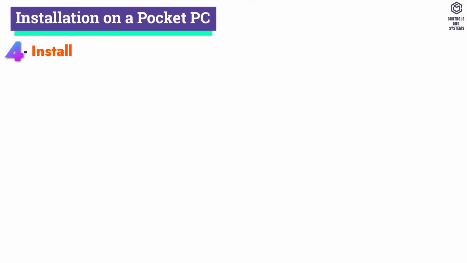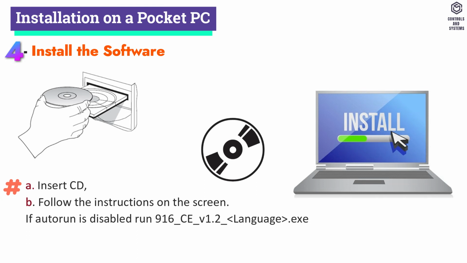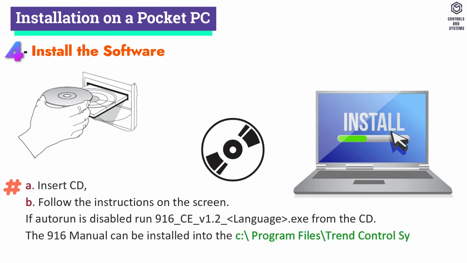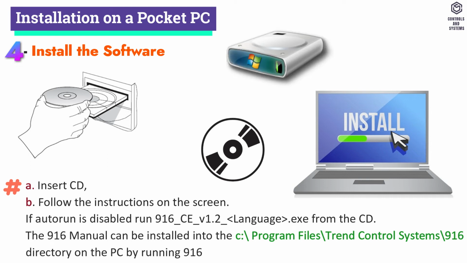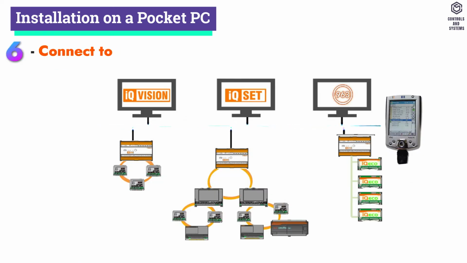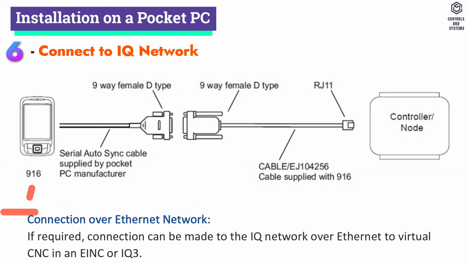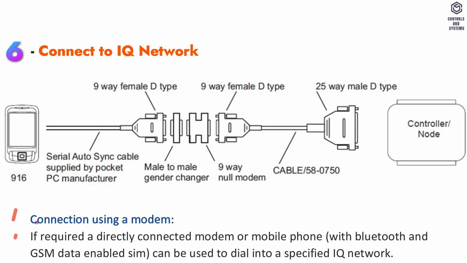Step 4. Install the software. Insert CD. If Auto Run is disabled, run 916exe file from the CD. The 916 manual can be installed into the C disk directory on the PC by running 916. Step 5. License 916. Step 6. Connect to IQ network, connection to node controllers, connection over Ethernet network and connection using a modem.